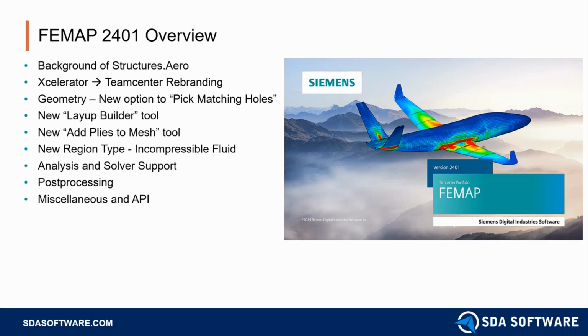And then we'll also talk about a new region type, the incompressible fluid region in Femap, and why it's added and what it supports. A sneak preview of that is that it adds basically sloshing capabilities. And then we'll talk about some analysis set improvements, solver support, a few post-processing things, and then API improvements, and just miscellaneous extra things.